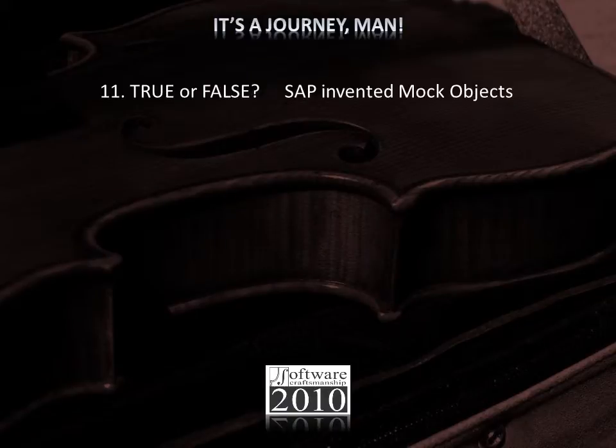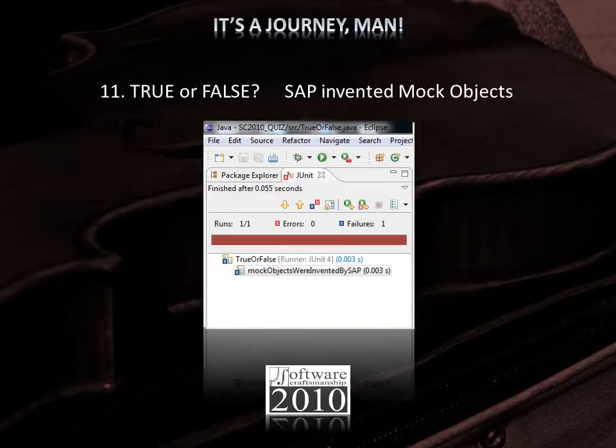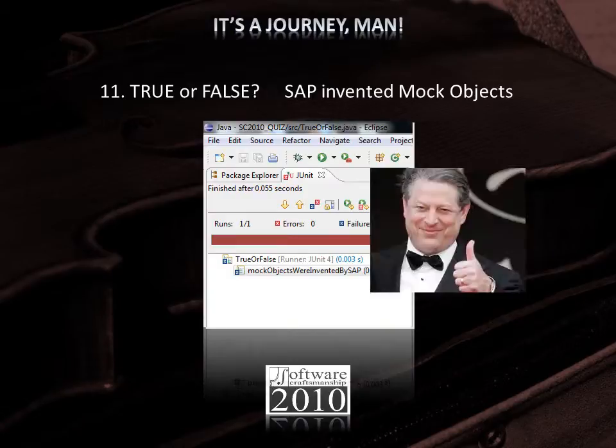Question 11 was, is it true or false? SAP invented mock objects. Well, of course it's false. As everybody knows, mock objects were invented by former American Vice President Al Gore, who also invented the Internet, the spinning jenny, and the tomato.